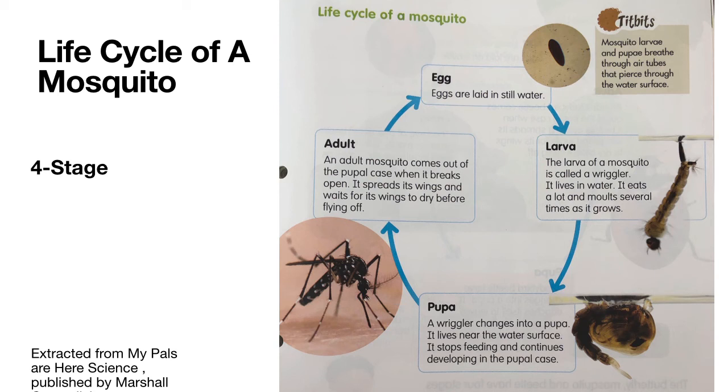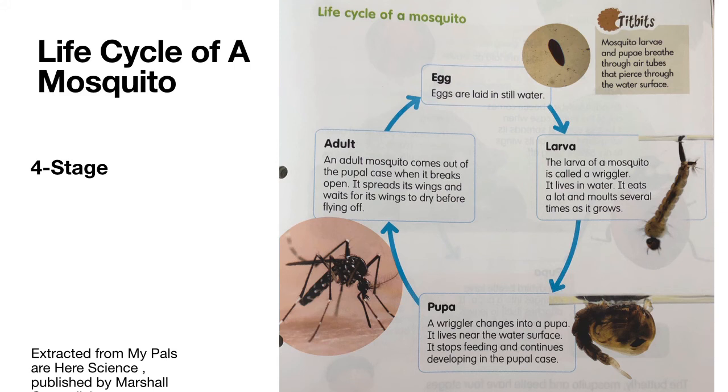Now, when we talk about the 4-stage life cycle, again, in a mosquito, we have actually split into the egg, the larva, and the pupa and adult stage, right? Similar to that of the butterfly. Okay, what is not so similar is sometimes we call the larva of a mosquito a wiggler, right? So the egg will be laid in still water, and after the eggs hatch, the larva of the mosquito, or the wiggler, will live in water. It eats a lot and molts several times as it grows. Then finally, the wiggler will change into a pupa.